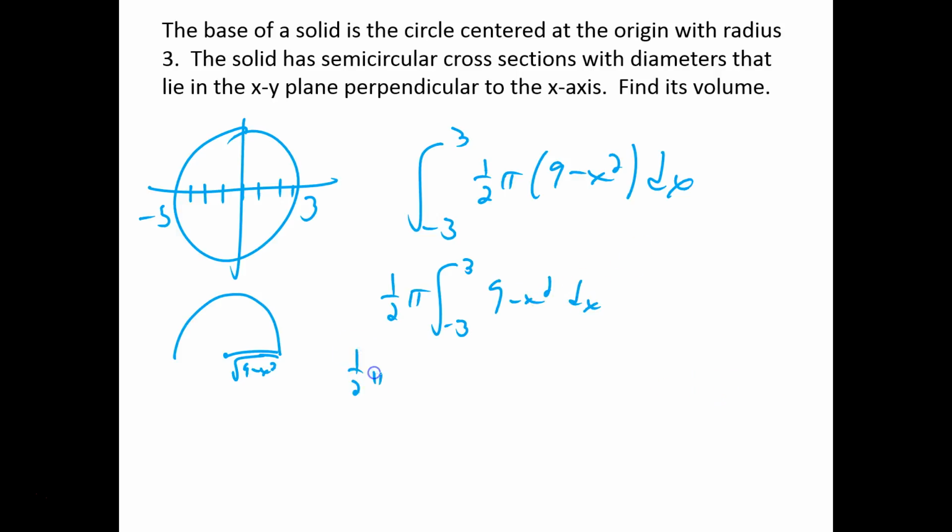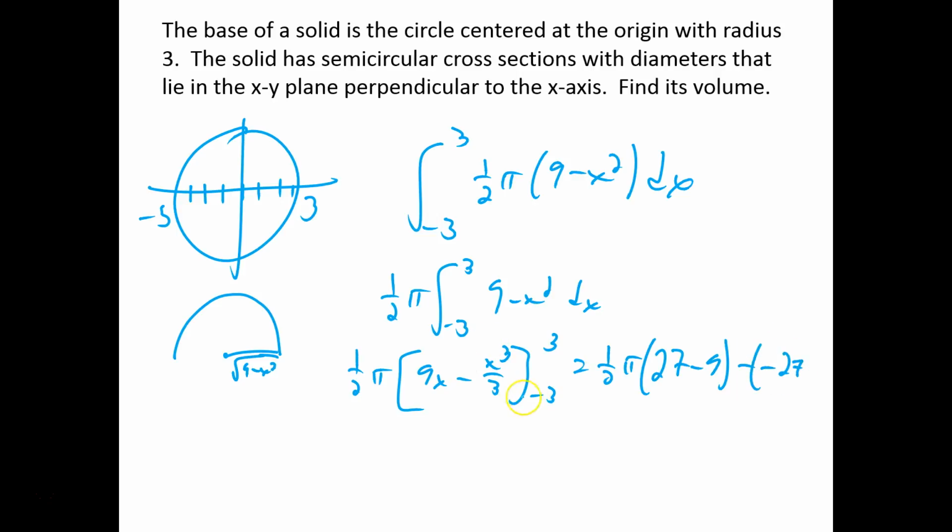So it's 1/2 pi, 9x minus x cubed over 3, from negative 3 to 3. That's 1/2 pi. 9 times 3 is 27, minus 27 thirds is 9. And then minus negative 3 times 9 is a negative 27. And then negative 3 cubed over 3 is negative 27 over 3, which is negative 9, so we do plus 9.